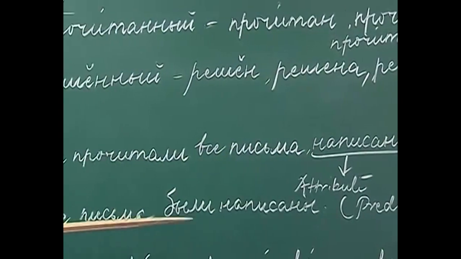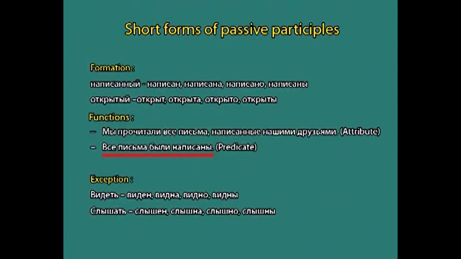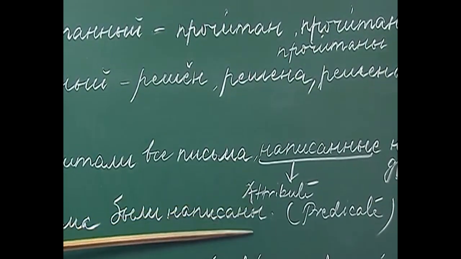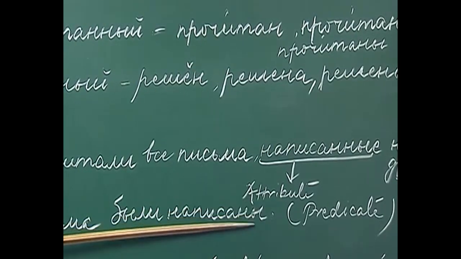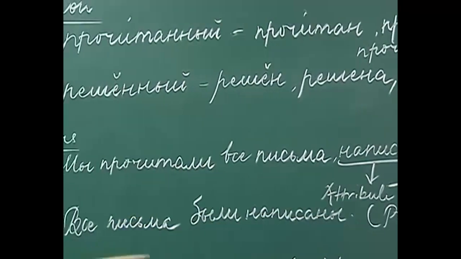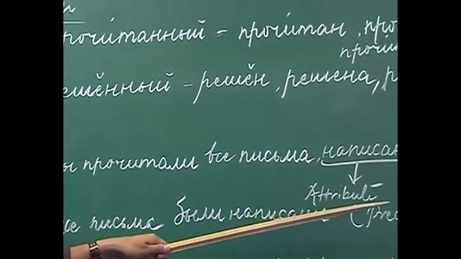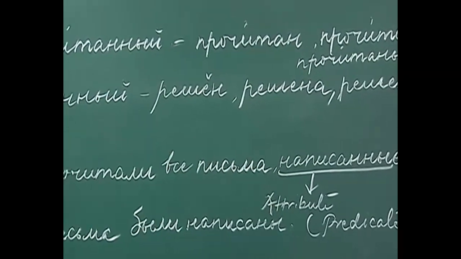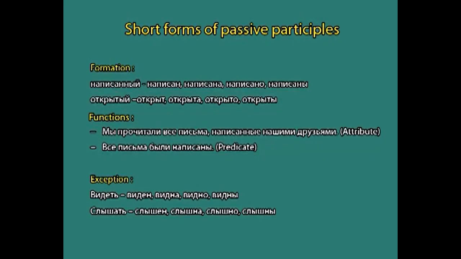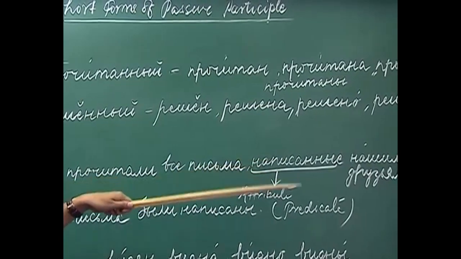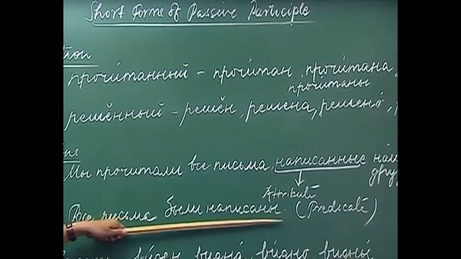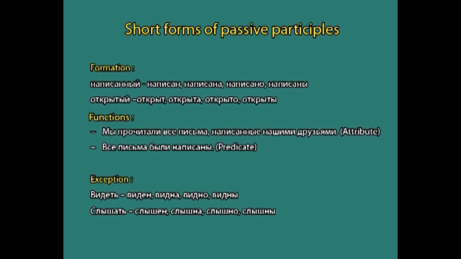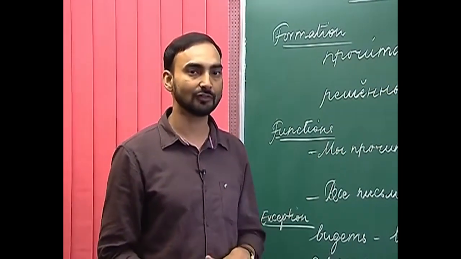Now, let us move on to the next sentence. Se pisma boli napisanni. So, all the letters were written, but here when we use the short form, it is not qualifying any noun here, but it is functioning as a predicate. So, this is the difference between the grammatical functions they perform. Full form of passive participles functions as attributes, whereas the short forms function as predicate. So, this was about the functions of short forms and full forms.